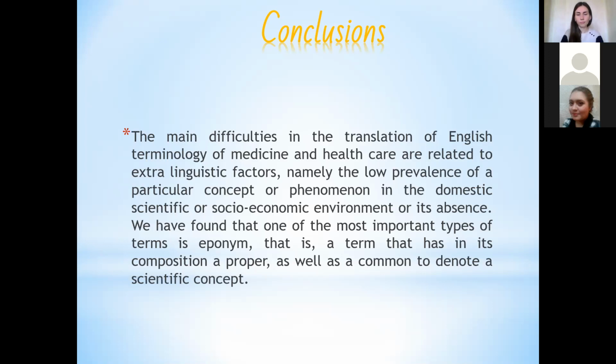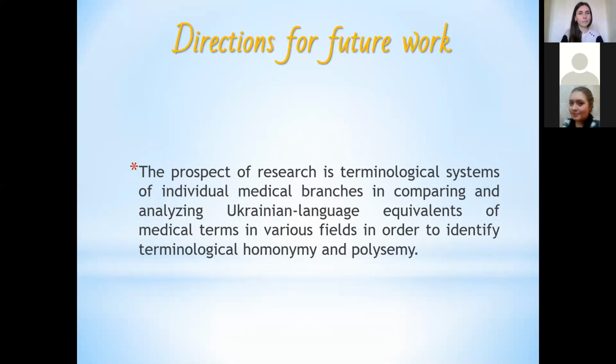We have found that one of the most important types of terms is the eponym. That is a term that has in its composition a proper name as well as a common name to denote a scientific concept. The prospect of research is to compare and analyze the terminological systems of individual medical branches, the Ukrainian language equivalents of medical terms in various fields, in order to identify terminological homonymy and polysemy.